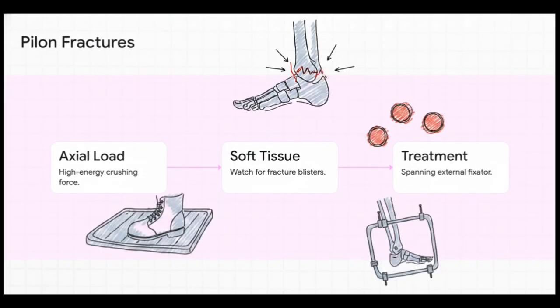Because pilon fractures involve severe soft tissue compromise, definitive internal fixation is actually delayed. You'll use a spanning external fixator until the leg can tolerate an open procedure. These distal tibial intra-articular fractures are driven by immense axial loading forces. Just think of a floorboard crushing a foot during a high-speed car crash. Keep a close eye out for blood-filled fracture blisters, because those are severe markers of deep soft tissue injury.